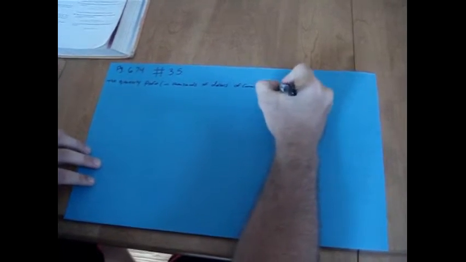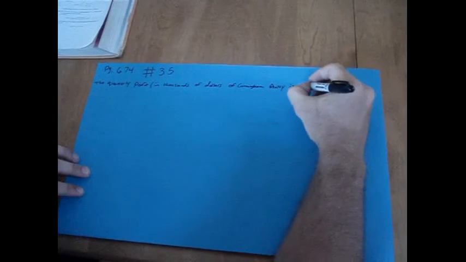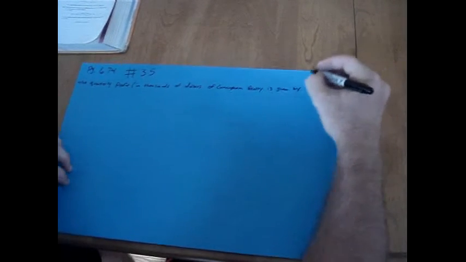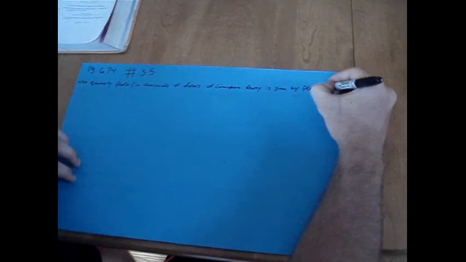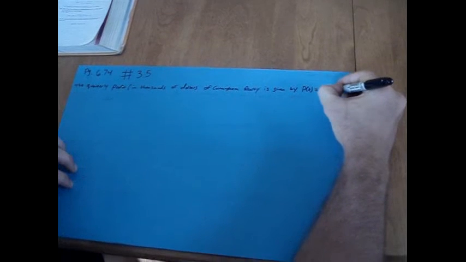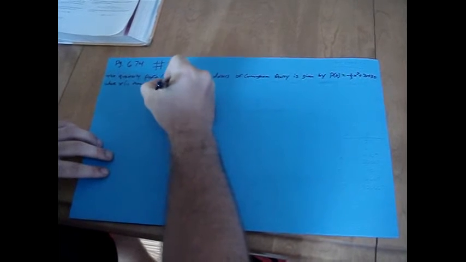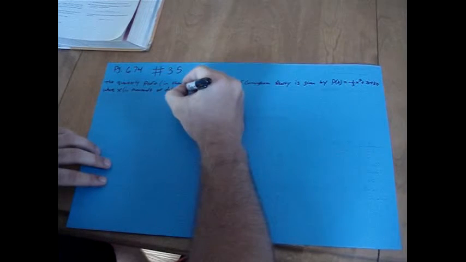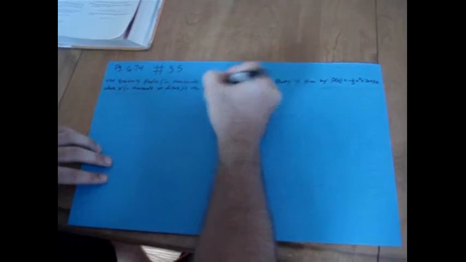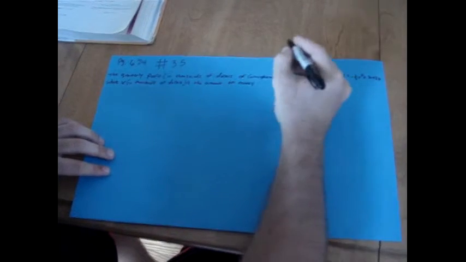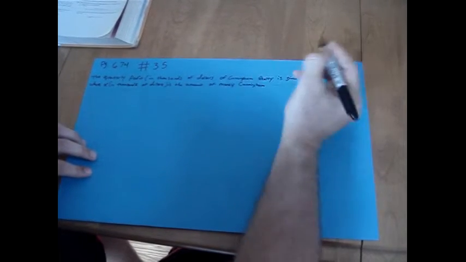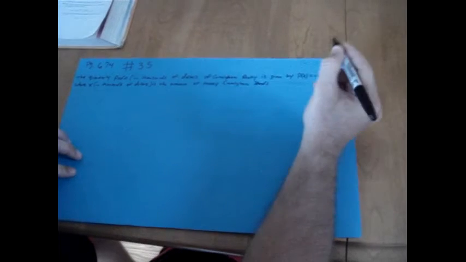Cunningham Realty is given by P of x equal to negative 1/3 x squared plus 7x plus 30, where x, in thousands of dollars, is the amount of money Cunningham spends on advertising per quarter.